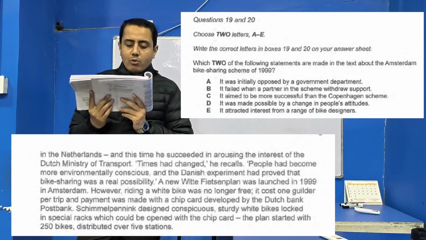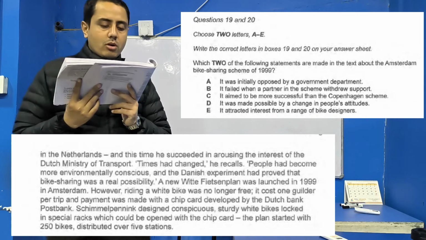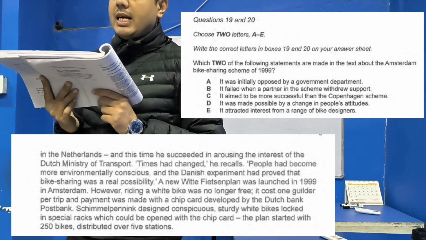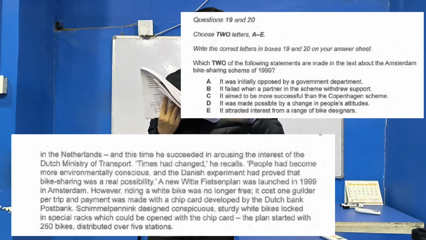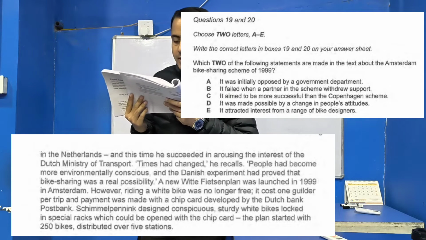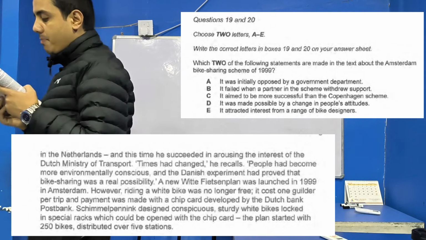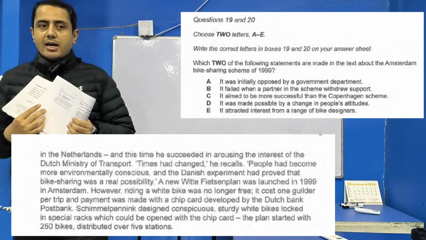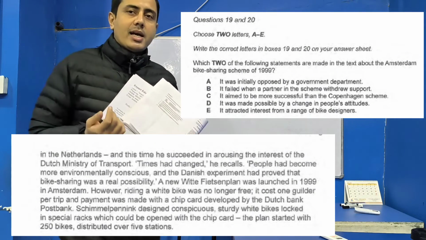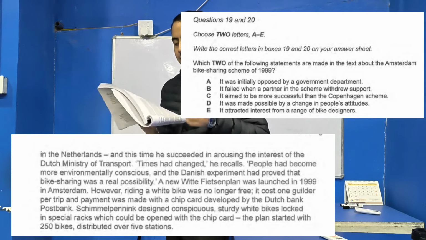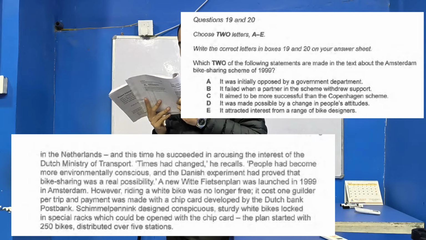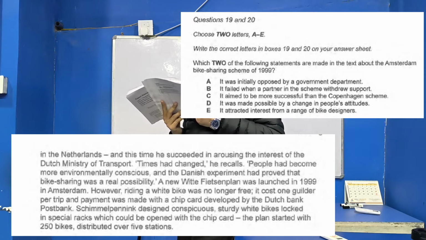However, riding a white bike was no longer free. It cost 1 guilder per trip. Guilder is the old currency of the Netherlands. Now they use the euro, but in the past they used the guilder. And payment was made by a chip card developed by the Dutch bank Postbank. So they had a card, just like an ATM card, I guess. You use the card to pay, and then you take a bicycle. And the bank called Postbank developed this.